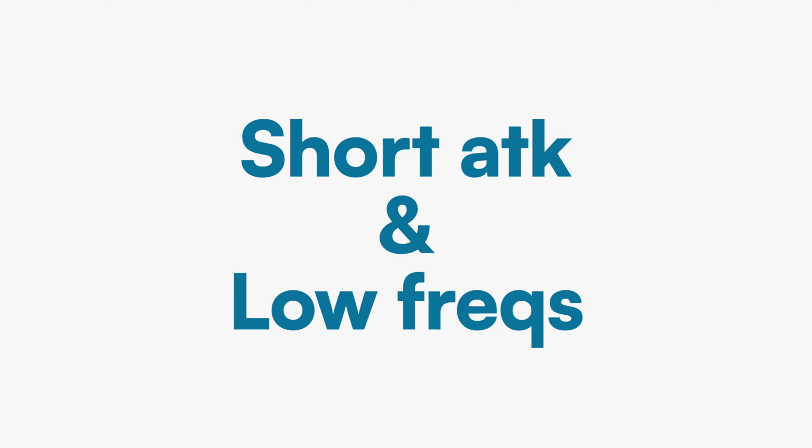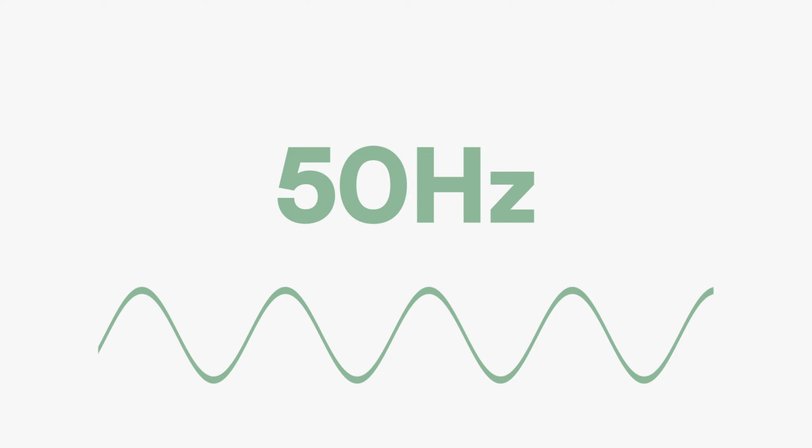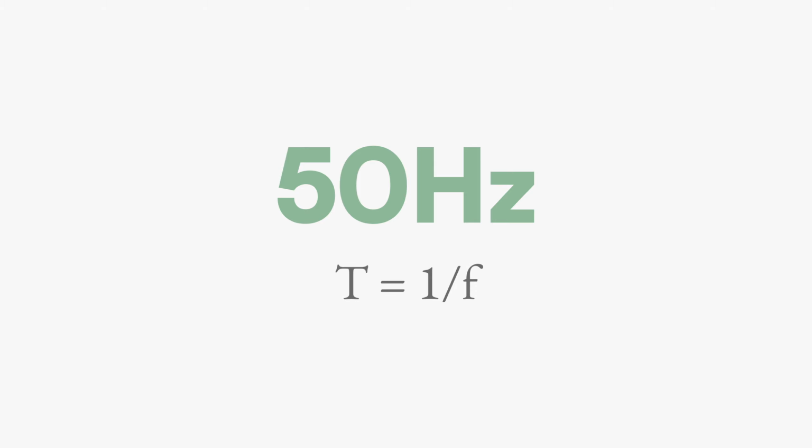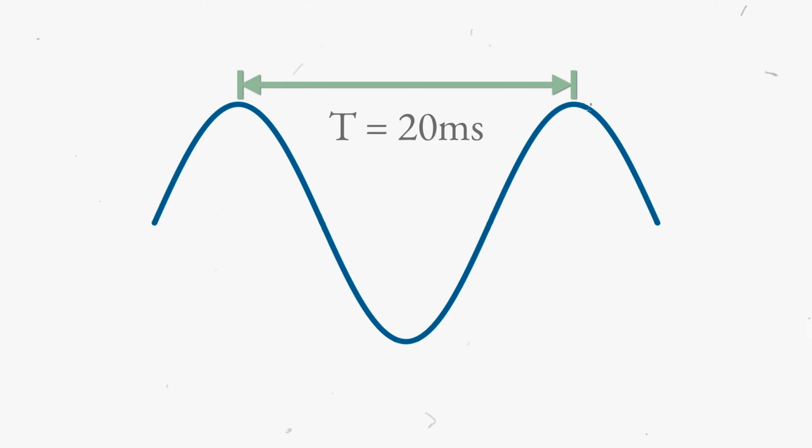Short attack times and very low frequencies don't get along very well. Let's take a sine tone at 50 Hz and let's find its time period, the time needed to complete a full cycle from peak to peak. To do so, we can use the formula T, which is time period, equal to 1 divided by the frequency, resulting in 0.02 seconds. Our sine wave will take exactly 20 milliseconds to complete a full cycle.